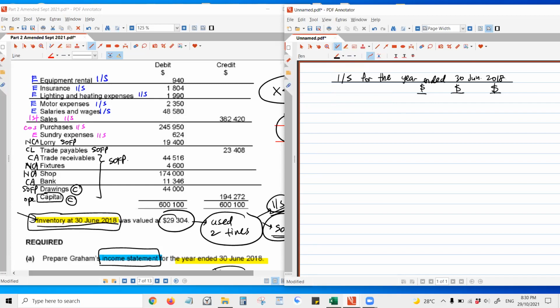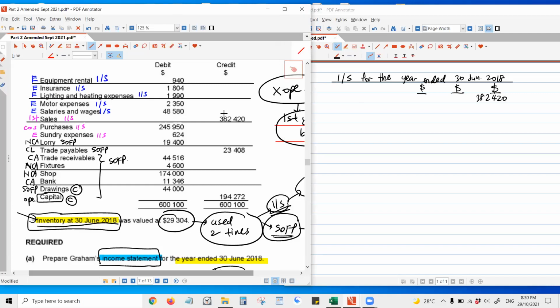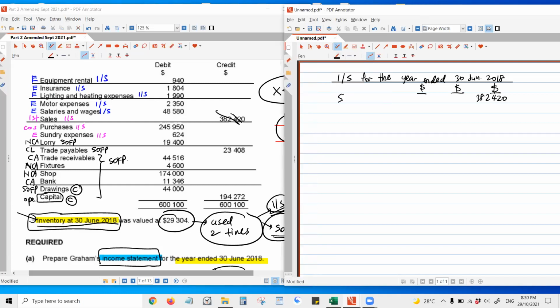Okay, now I'm going to start focusing on numbers that should go into the IS. So begin with sales. Sales, what figure? 382420. You see, I can pick up numbers easily. Why? Because I have drawn the lines to put the numbers into batches. Okay, I can very easily see that this is sales. So write sales here.